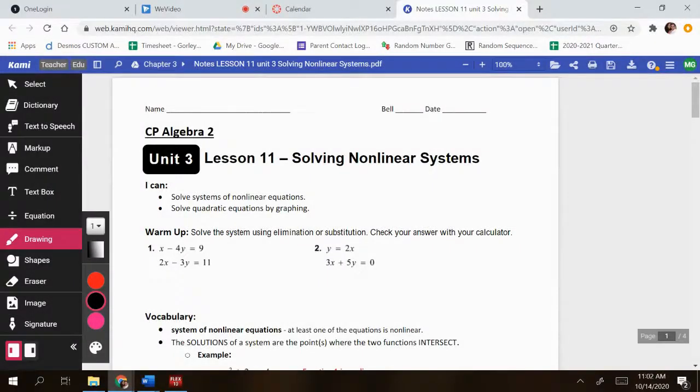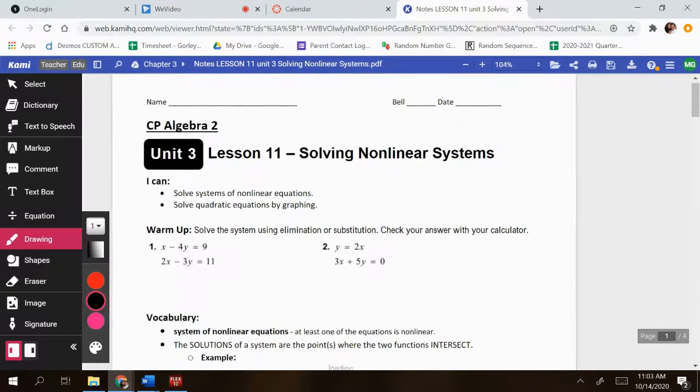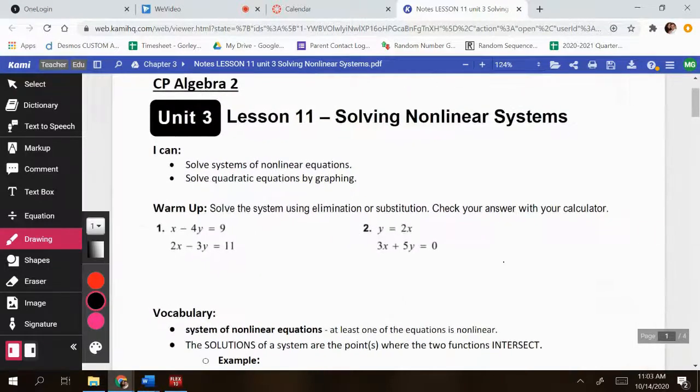In Unit 3, Lesson 11, we're going to be solving nonlinear systems. In this lesson, I can solve systems of nonlinear equations, and I can solve quadratic equations by graphing. So for the warm-up, it says solve the system using elimination or substitution. Check your answer with your calculator.